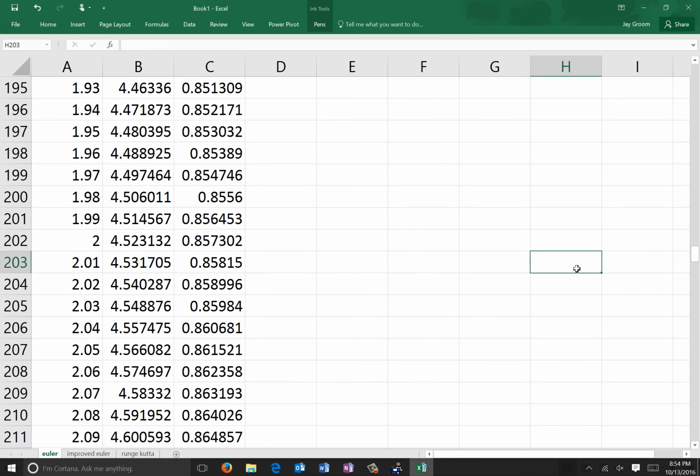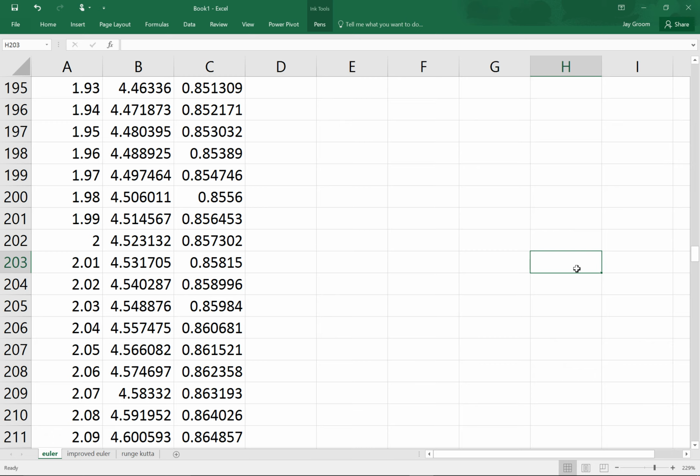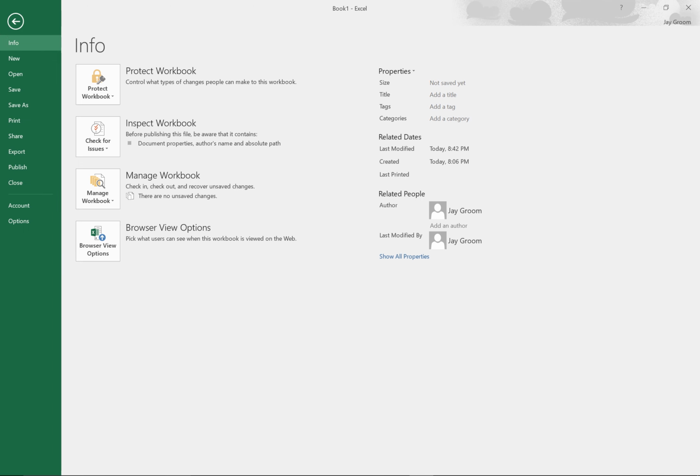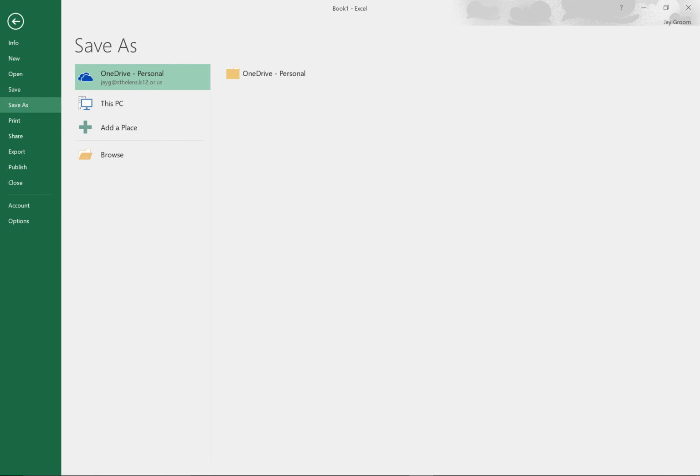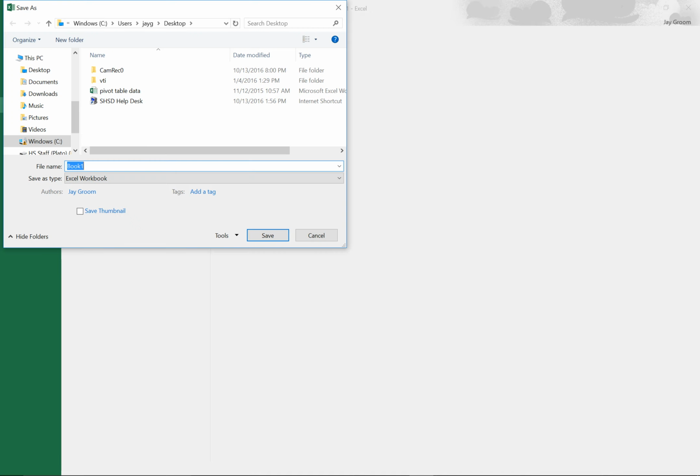Now, again, I'm going to save this spreadsheet. I will post it online for you so that you can see it and dink around with it to your heart's content. Just find a way that makes you happy. So I'll call it numerical solutions. I want you to create your own as well.